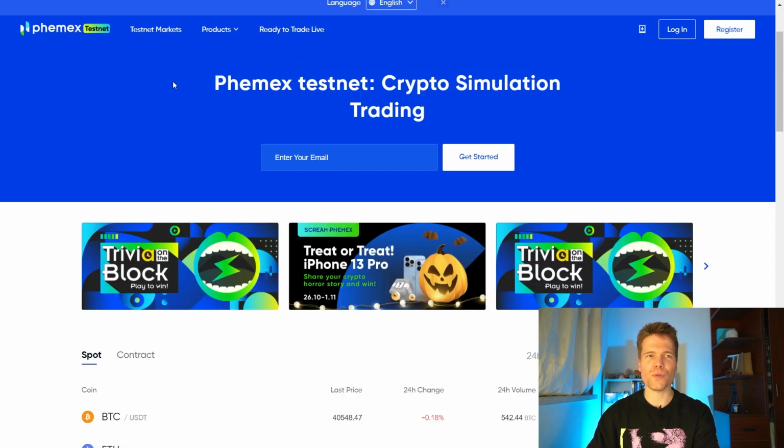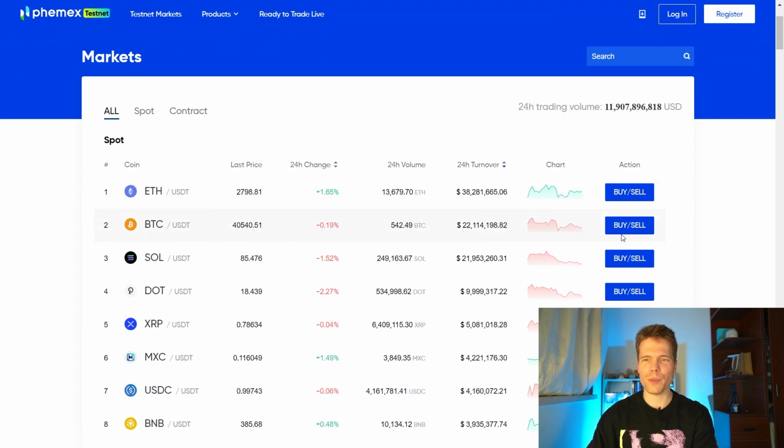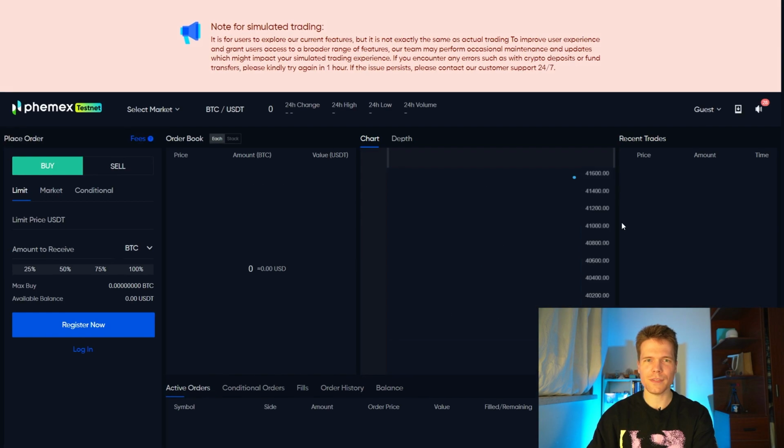You'll be brought to Phemex Testnet, and then you can go to Testnet Markets. And we've been doing BTC, let's stay on BTC.